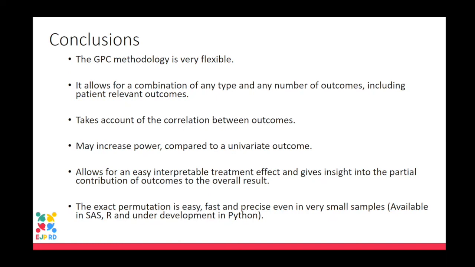Now, practically, we have the exact permutation test, which is easy, fast, and very precise in very small samples. And there is software available in SAS and in R, and I think Mark may discuss this a bit further on, there's also a program in development in Python that allows you to use this methodology in a straightforward way.